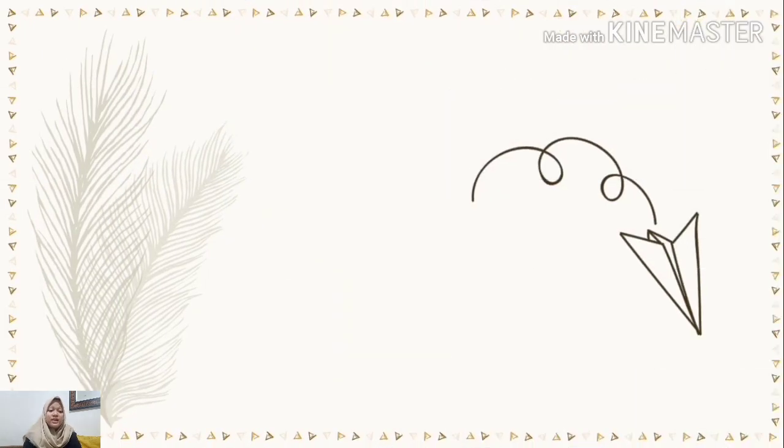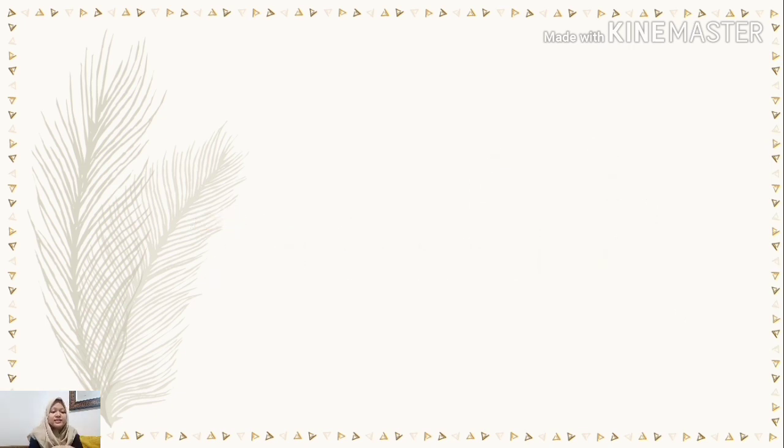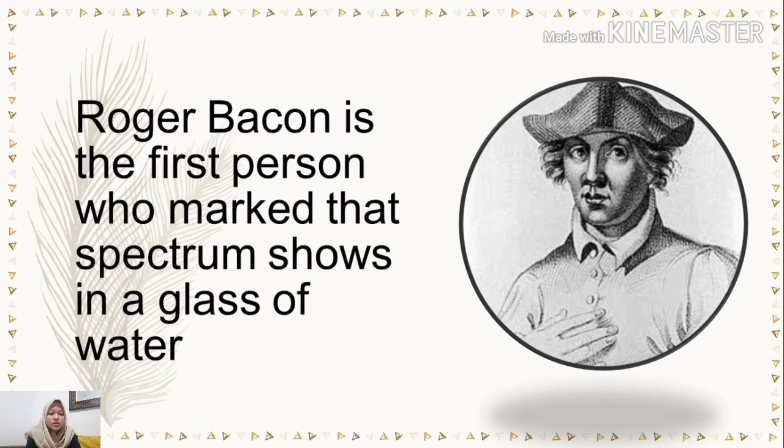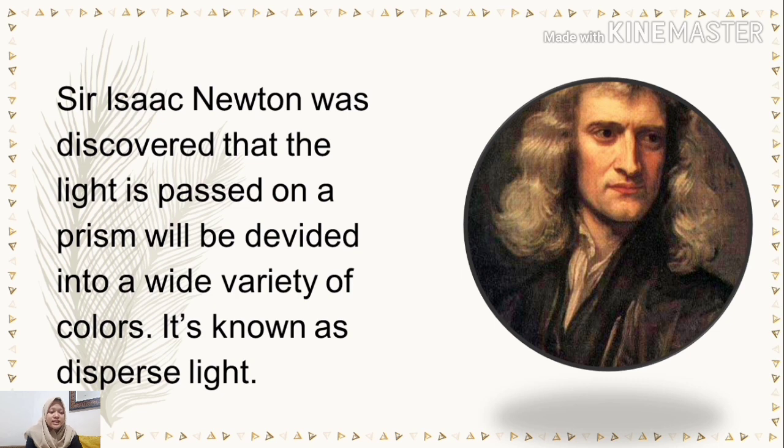And next are the inventors. In the 16th century, Roger Bacon theorized that rainbows were produced by a similar process to the passage of light through glass or crystal. In the 17th century, Isaac Newton discovered that a prism could resemble white light and described the phenomenon in his book.